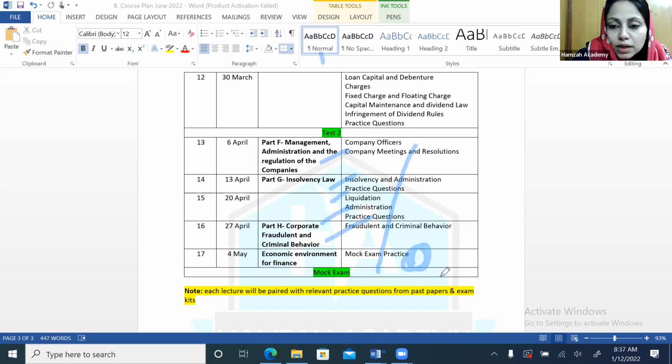I hope this course plan is shared with you, and if not, I'll try to send it in this class. Let me check if I can attach a file. No. Okay, I cannot attach this file in the chat box, but you will get this course plan from Hamza Academy by mail. Hamza Academy already sent you this course plan by email, right? So this is the course plan.